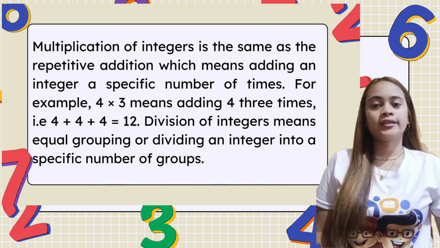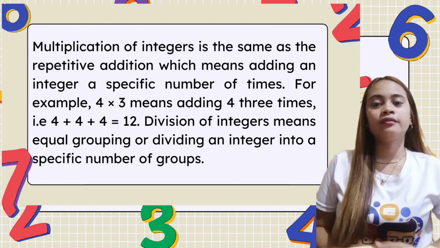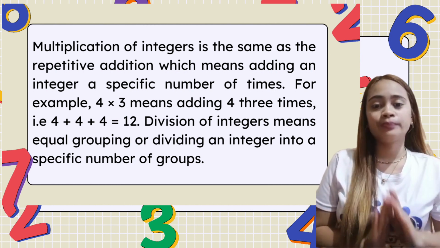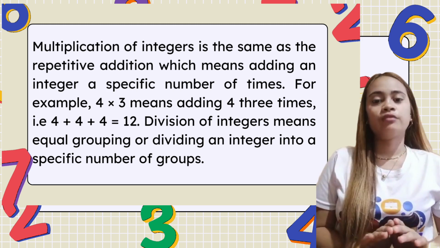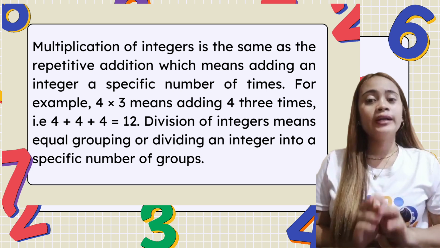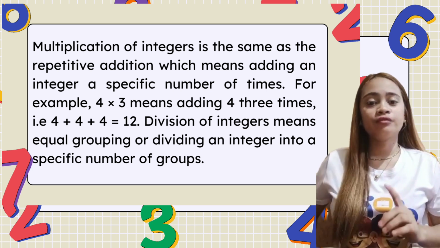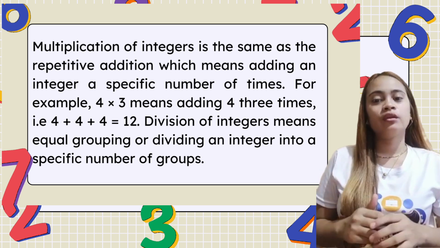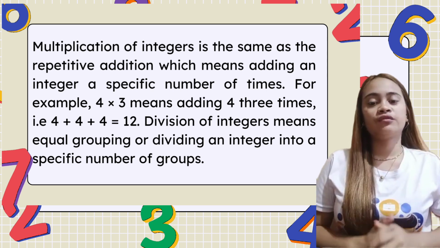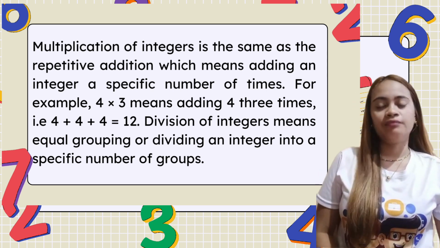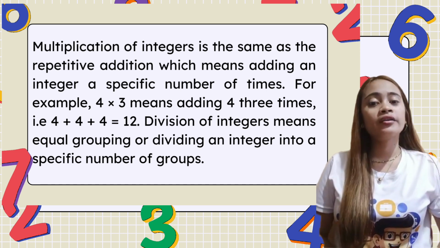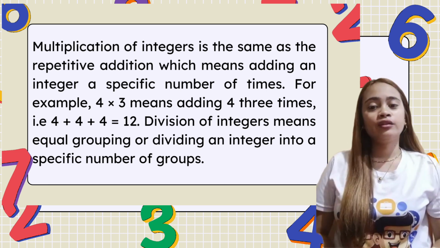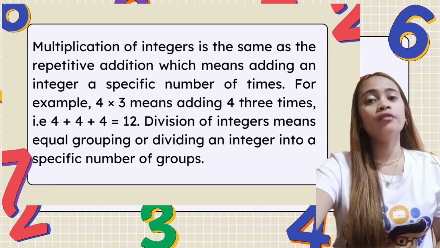Multiplication of integers is the same as repetitive addition, which means adding an integer a specific number of times. For example, 4 times 3 means adding 4 three times. 4 plus 4 plus 4 is equal to 12. Division of integers means equal grouping, or dividing an integer into a specific number of groups.